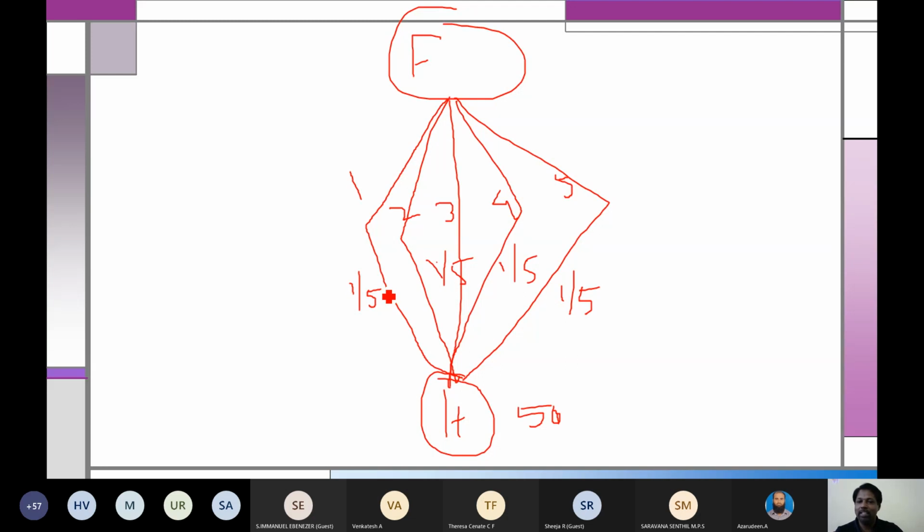Okay. So what will happen is that out of 50 ants, 10 ants will move in this path because it's 1 by 5, 10 ants will move in this one, and 10 ants in this one. So each path will have 10 ants. That's the first iteration. Normally, when you're going for ant colony optimization, this will happen first.